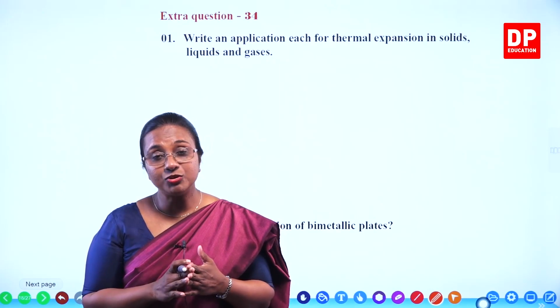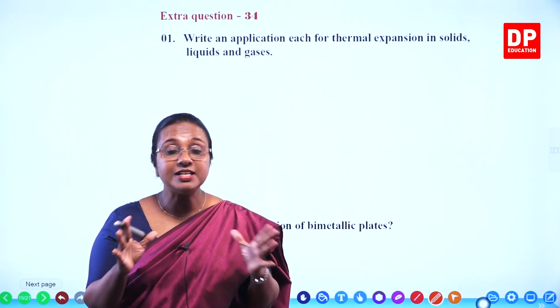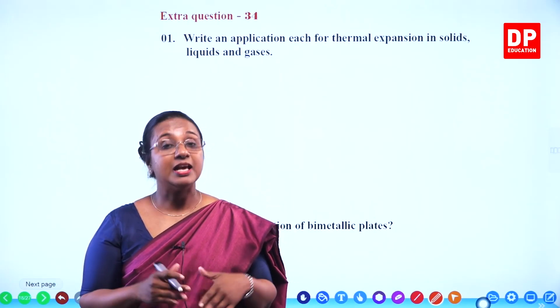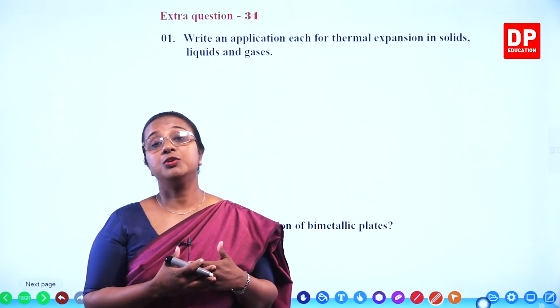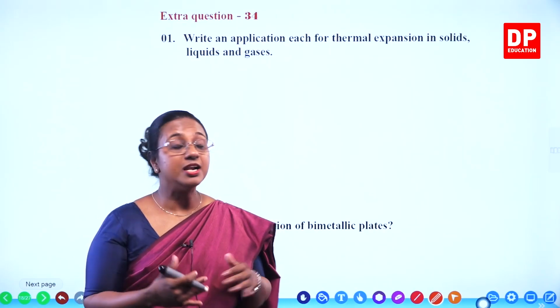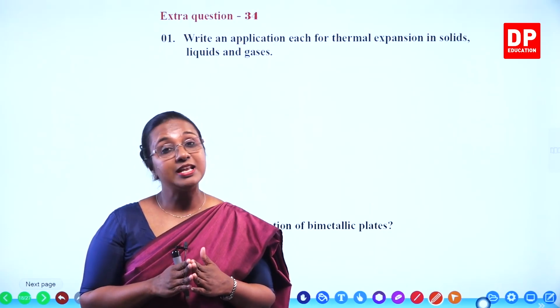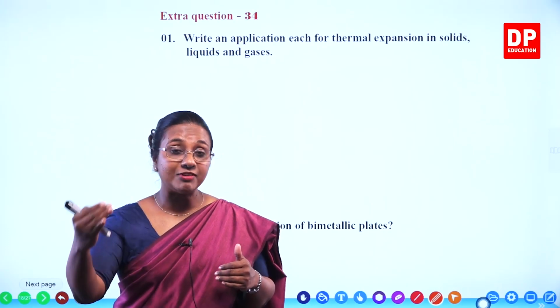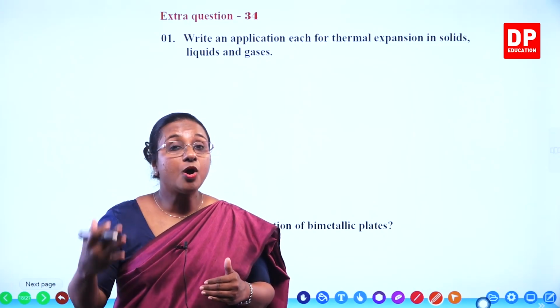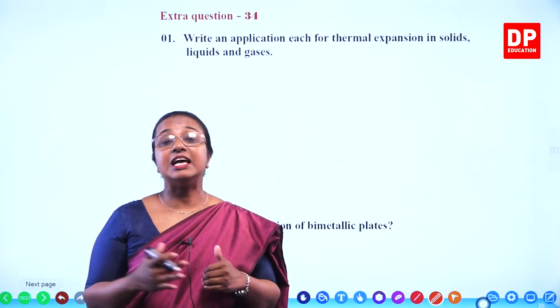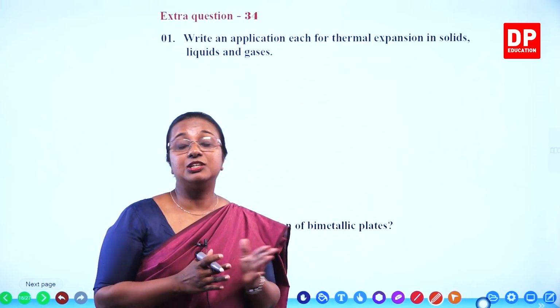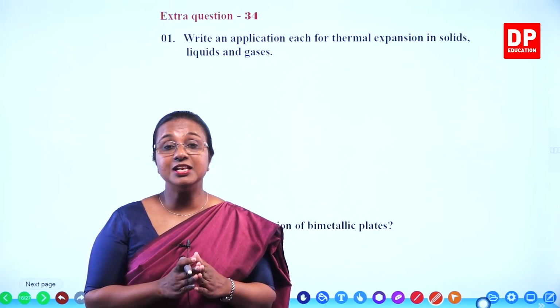Then when it is allowed to cool down, it fits well with the metallic plate. The same way, riveting of two metals is also done using thermal expansion. So those are all different applications. And in our environment, there are other observations related to thermal expansion seen in solids.